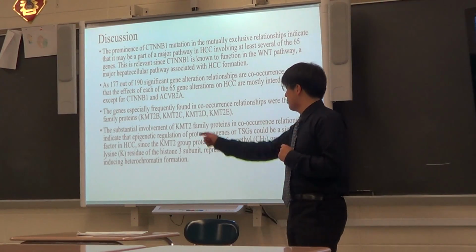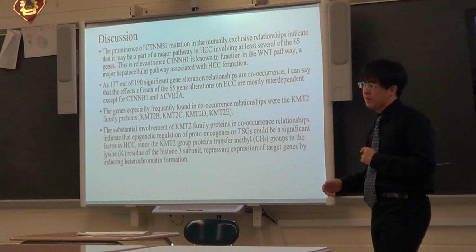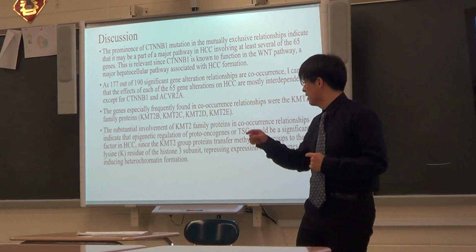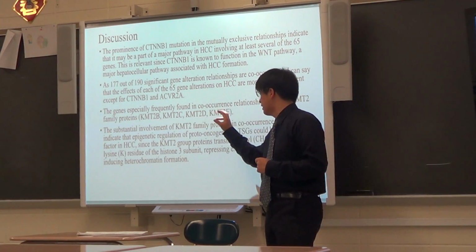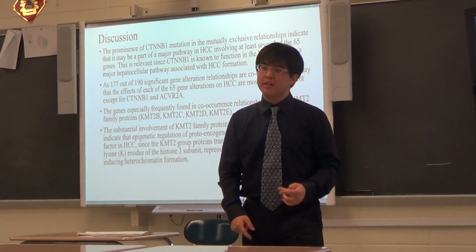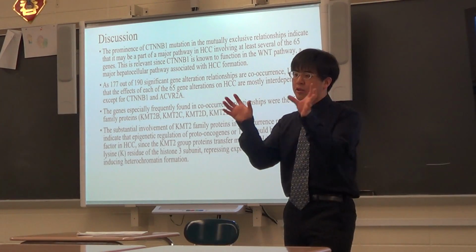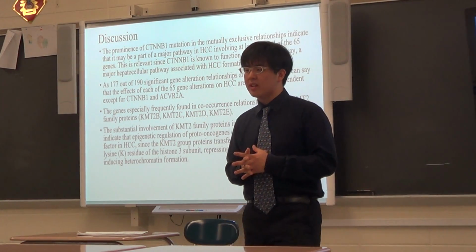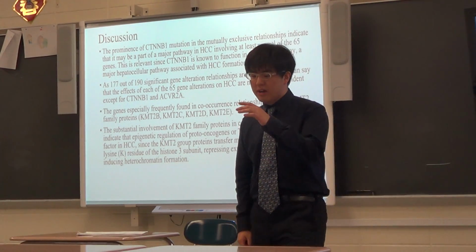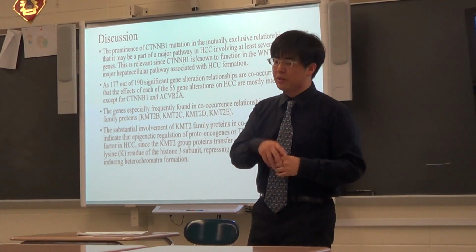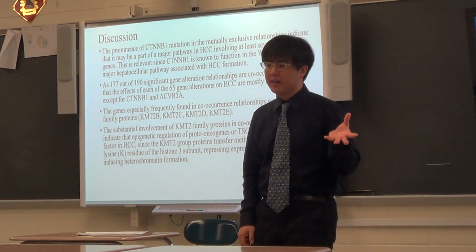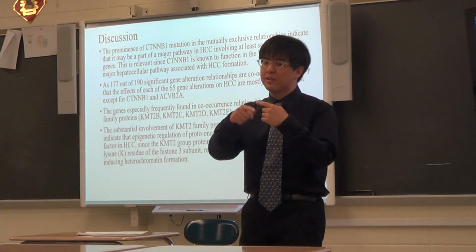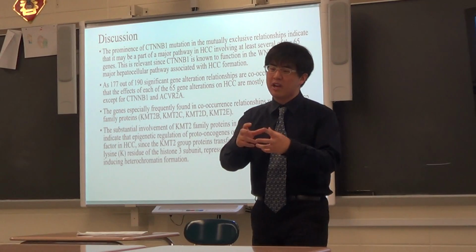And the genes that were especially frequently found in co-occurrence relationships, as I mentioned, were the KMT2 family proteins, which are the lysine methyltransferase 2 families, especially KMT2B, KMT2C, KMT2D, and KMT2E. The substantial involvement of these genes in co-occurring relationships suggested an epigenetic cause of liver cancer, because the KMT2 gene proteins would normally be associated with methylation of the histone, and basically what this would do is that it'll coil up a target gene and cause it to be less expressed in general.